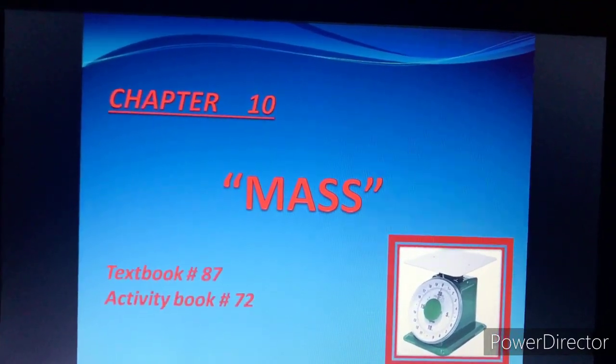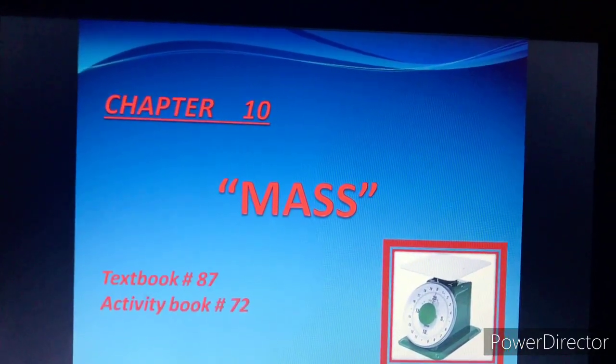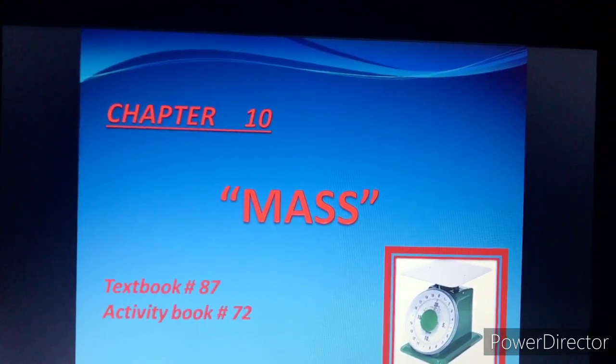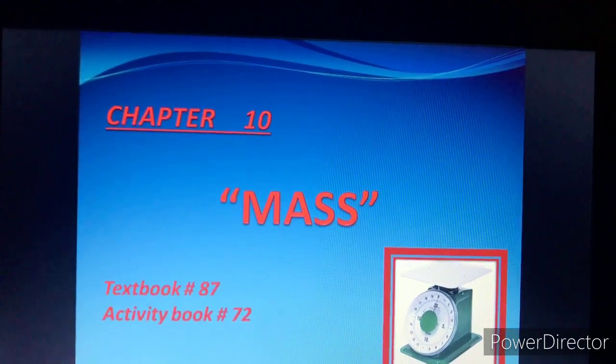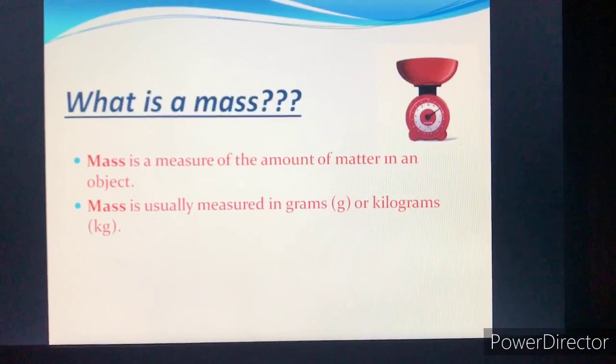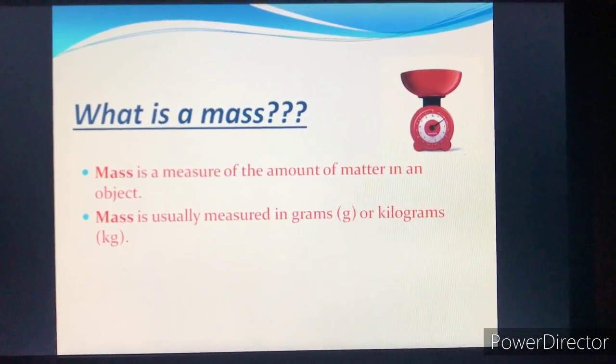So today we are going to start a new chapter, chapter number 10, Maths. Please take out your textbook page number 87 and activity book page number 72. First of all, we will see what is a mass.